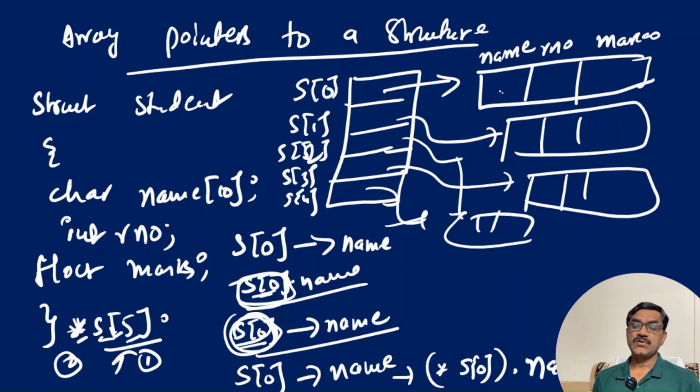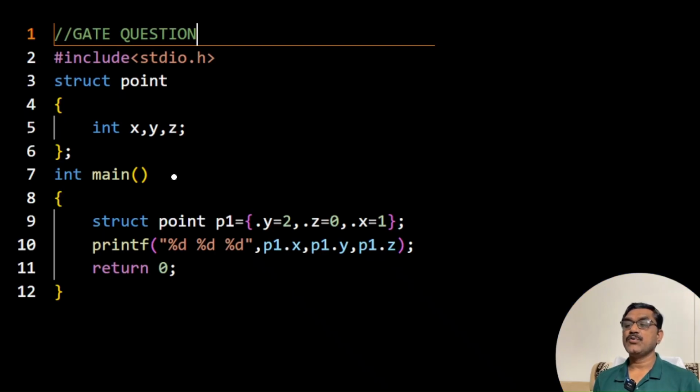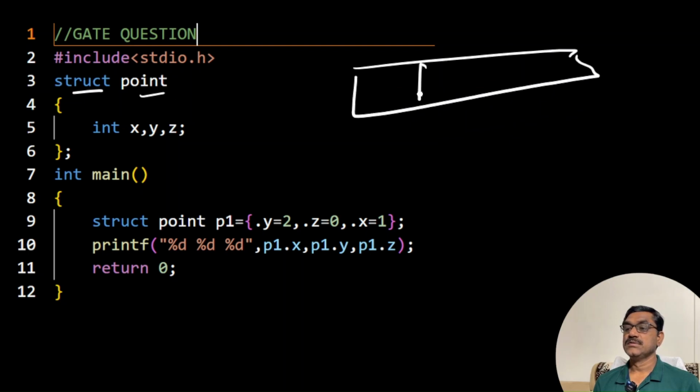Now after this, we are going to see some important GATE examination questions. Let us discuss what is the output of this GATE question. This is a very important question on pointers. The name of the structure here is point. How many data members are there? X, Y, Z. Until a structured variable P1 is created, memory is not allocated. Whenever the structured variable P1 is created, memory is allocated.